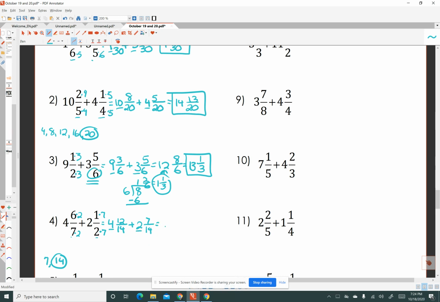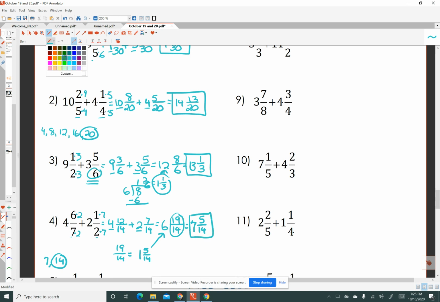Let's add the whole numbers first. 4 plus 2 is 6. 12 plus 7 is 19. And this is an improper fraction. 19 over 14 is the same as 1 and 5/14. So we will add that to the 6 to give us 7 and 5/14.